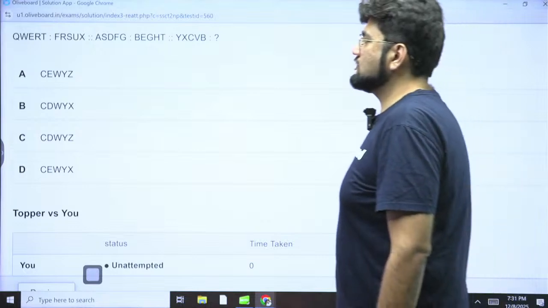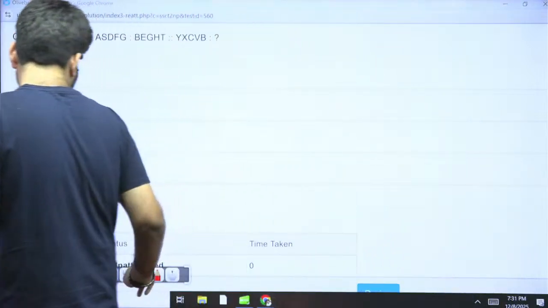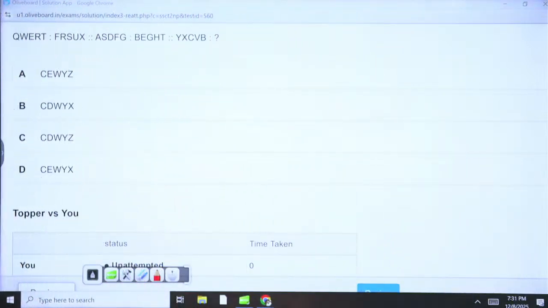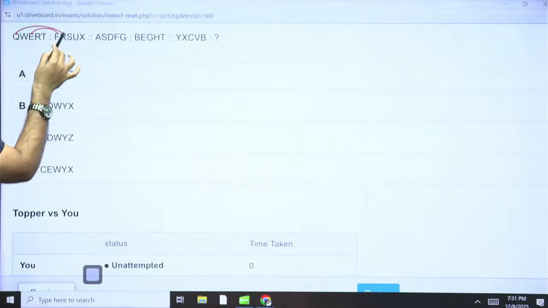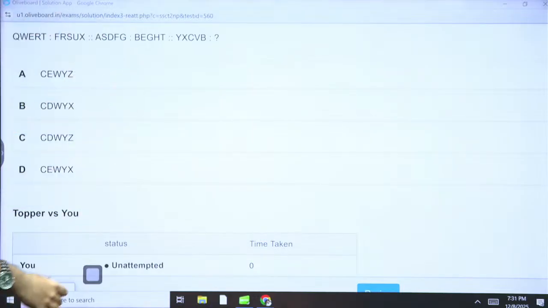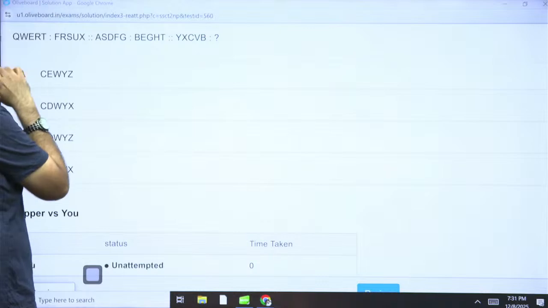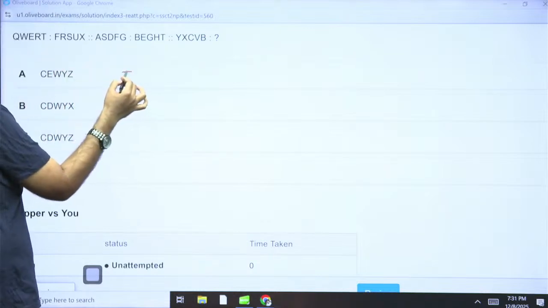QWERT goes to FRSUX. What is the logic going on here? We can see E F, Q R, T R S, T U W X. Okay, wow, got it, what is happening. So we are arranging first in the ascending order. QWERT will be first arranged in the ascending order.